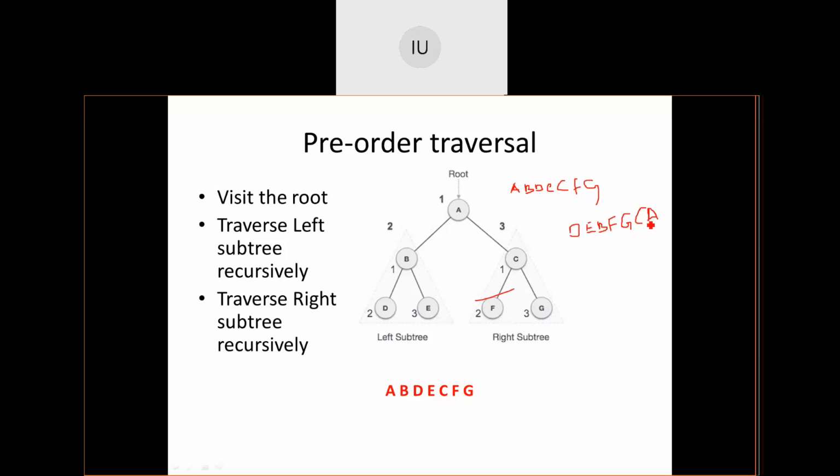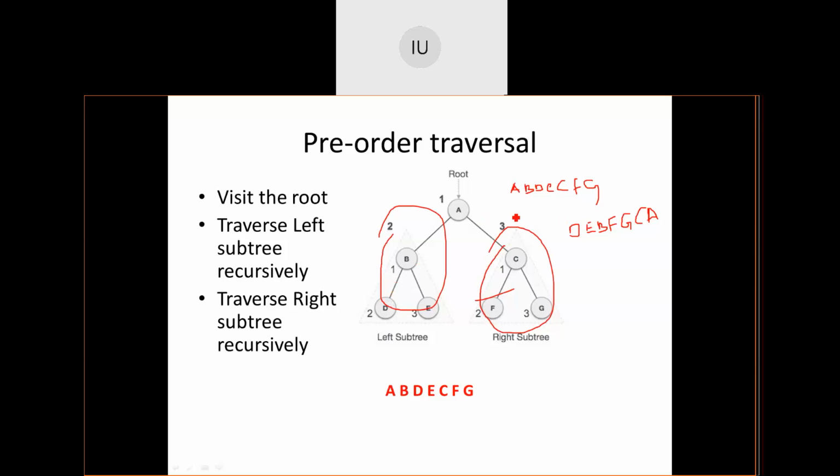If you take the subtree in order every time, B will be in between D and E, and C will be in between F and G in in-order. In case of pre-order, B will be the first element, then D and E; here C, F, G. In case of post-order, left, right and root, so it will be D, E, B and here F, G, C. And A in in-order will be in between B, D, E and C, F, G.